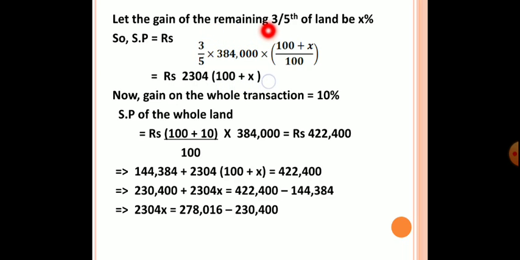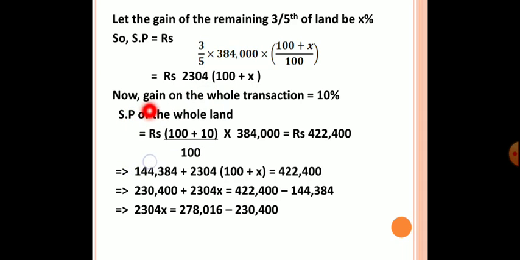Now we don't know at what gain percent he has sold the remaining 3/5 of the land. So let us assume that the gain percent on 3/5 of the land is x%. So selling price is rupees 3/5 into cost price, which is 3,84,000 into (100 plus x) by 100. If I solve it further, this 100 and these 2 zeros will get cancelled, and this 5 will get cancelled with 3840. So what is remaining is rupees 2304 into (100 plus x).